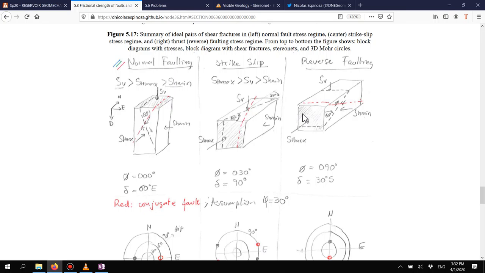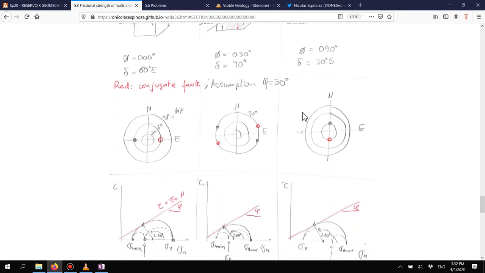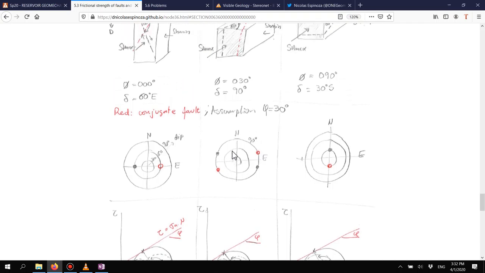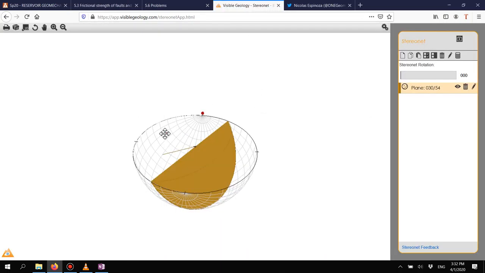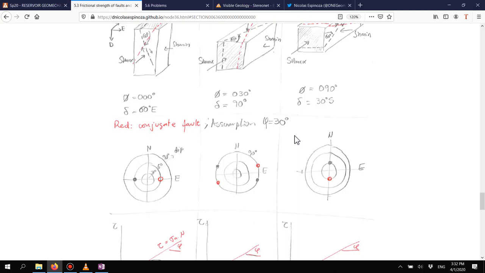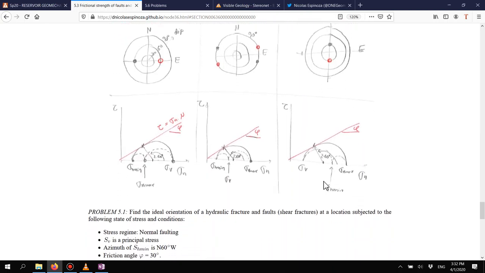Okay, so I encourage you to try to figure out these ideal orientations in the stereo net map. Remember that you have this app to help you see what is the orientation for different dips and strikes. And I am not worrying too much about the Mohr circle over here because that's what we're going to see next.